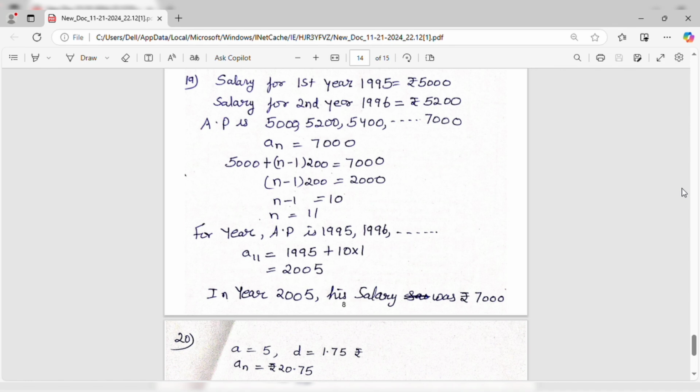So the salary for the first year, which is 1995, is rupees 5,000. Salary for the second year, which is 1996, would be 5,200. So the AP would be 5,000, 5,200, 5,400 up to 7,000. So a_n is 7,000. We have to find n for this value 7,000 and we will get n as 11. So the 11th year from 1995 is the year 2005. So in the year 2005, his salary would be rupees 7,000.